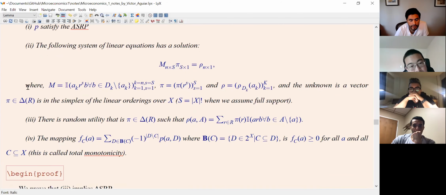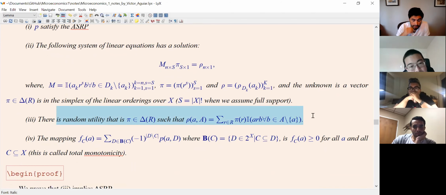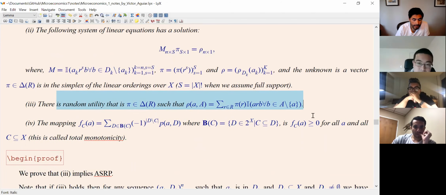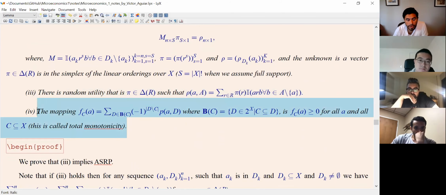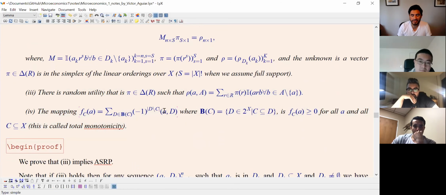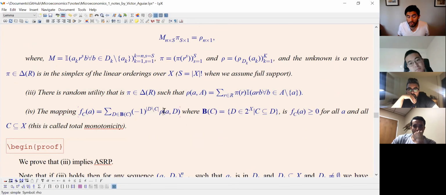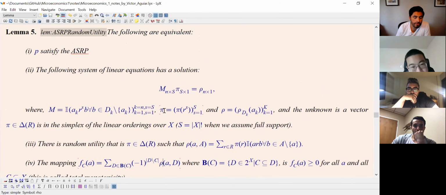And then finally, this is equal to random utility. So we have a random utility rule that generates the data. And finally, there is also something else called the Block-Marschak polynomials that I'm not going to go into right now, because this is more specialized. But it's basically an equivalent characterization of these 4 conditions.